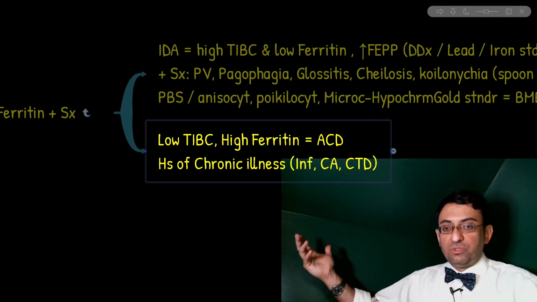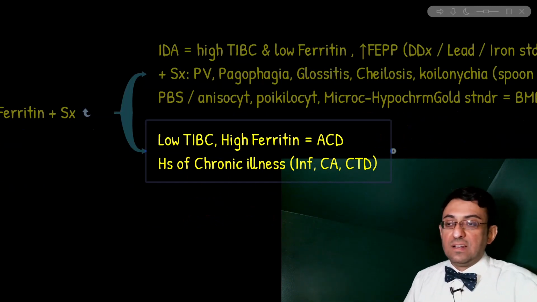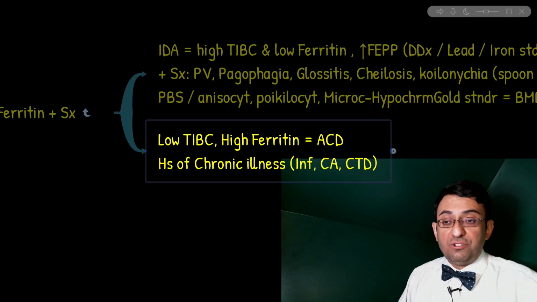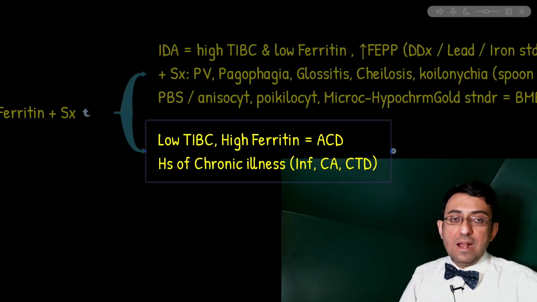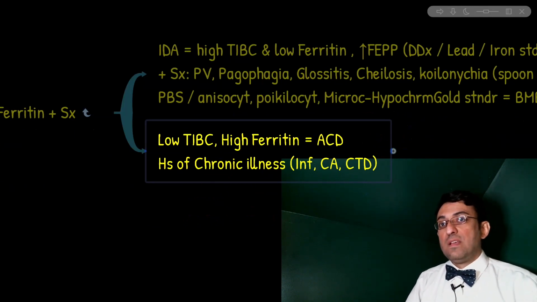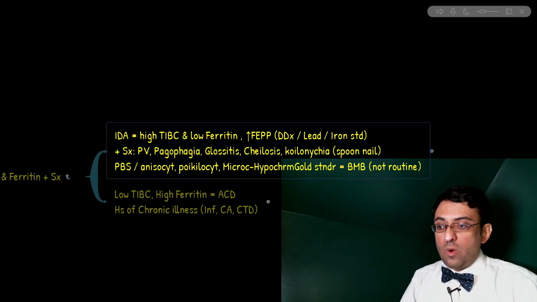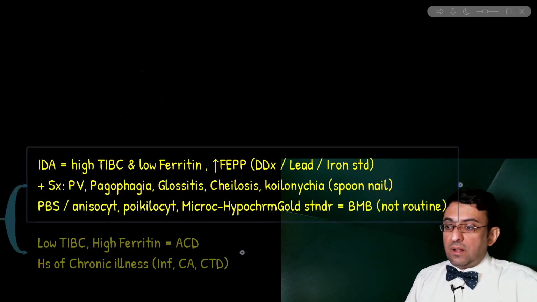Now, the other means to differentiate is, of course, the clinical symptoms. So, what are the clinical symptoms in anemia of inflammation? Well, we have history of chronic illness. The top of the list are what? Infections, malignancy, and connective tissue diseases such as rheumatoid arthritis and SLE. Now, what are the clinical findings that favor iron deficiency anemia?